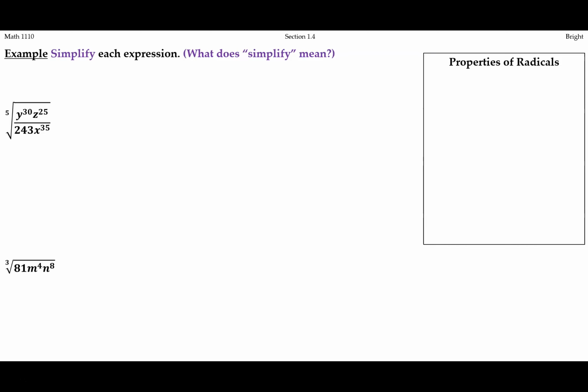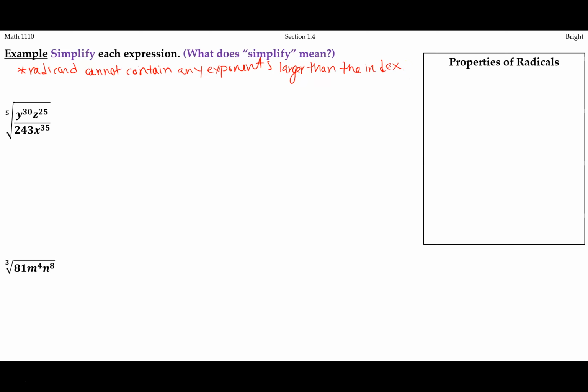When we use this term, the biggest rule that we have is that the radicand, just spelling that out, cannot contain any exponents larger than the index. Okay, and just as a reminder, the radicand is the quantity underneath the radical symbol, the check mark.